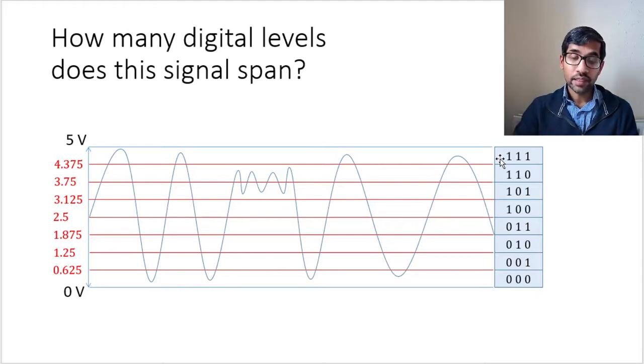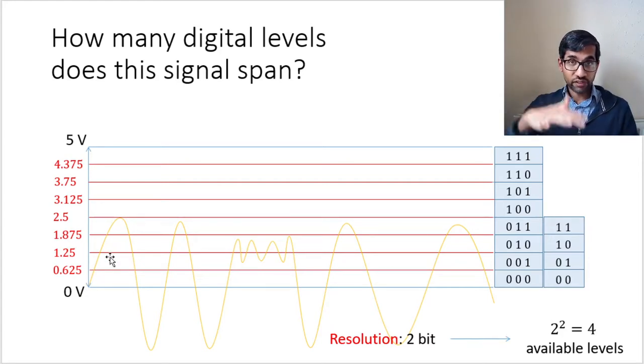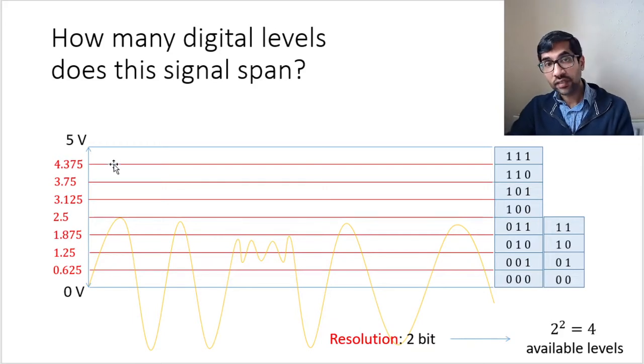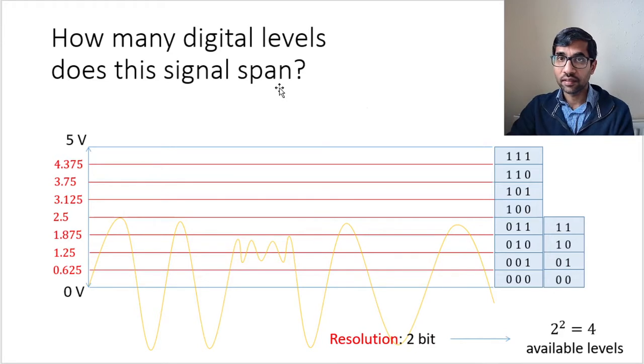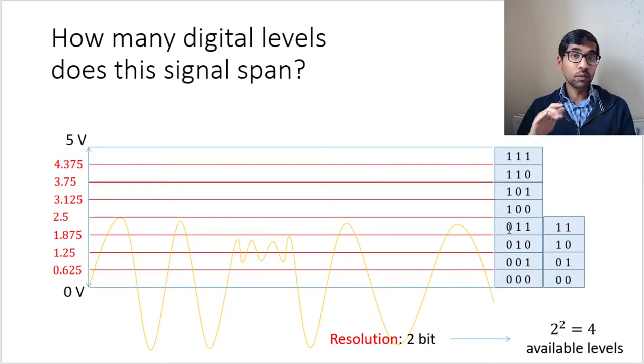Now take a look at this signal in the next slide. This signal is basically the same signal as before, but it has just been shifted down. Now if I ask the question, how many digital levels does this signal span? The answer is 1, 2, 3, 4. So even though the ADC has 8 levels, the signal is only spanning 4 of these levels. Now, is that a good thing or a bad thing? The answer is it's a bad thing.